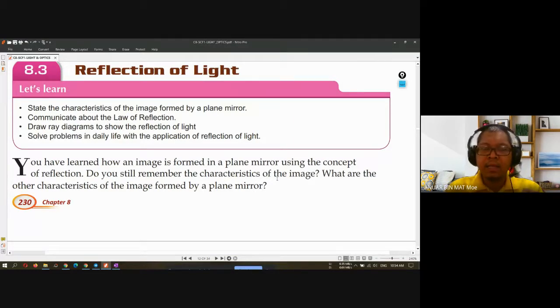In plane mirror. Maybe after you go to Form 4, Form 5, you learn about physics, then you'll be learning about the reflection of light in convex and concave mirror. But in Form 1, just in plane mirror. Very easy. Okay, number one, the characteristic of image formed by a plane mirror, and then the law of reflection, and then the ray diagram. Later on, we try to draw the ray diagram to show the reflection of light, and then the daily life problem solving with the application of reflection of light. This is later on. We go one by one.